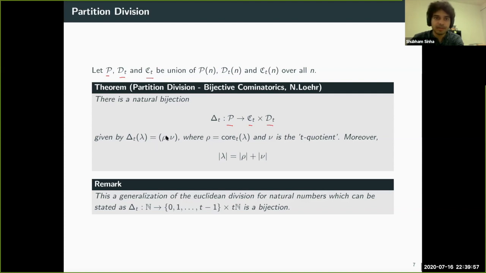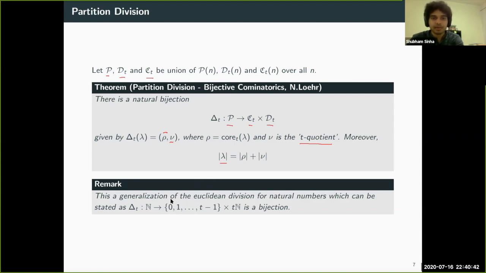As you would expect, the first part of the bijection for any given lambda, this t-core partition is precisely the core of lambda. And then there is a second part, nu, which is the t-quotient, which I will not define until the second part of my talk. But let's assume that we know that this exists for the rest of the first part. It satisfies an important property that the sizes add up. Basically, the size of lambda should be the size of the core plus the size of the quotient, whatever that means.